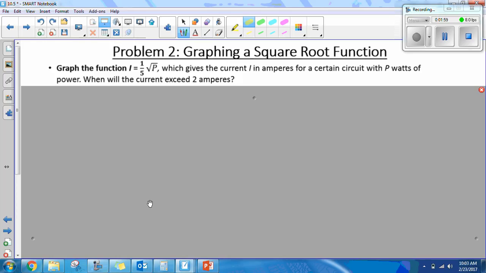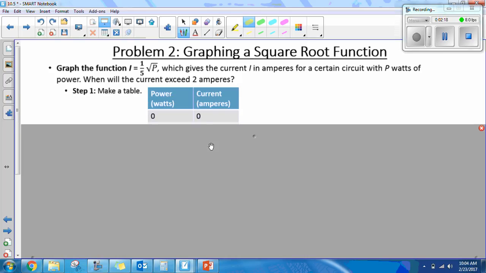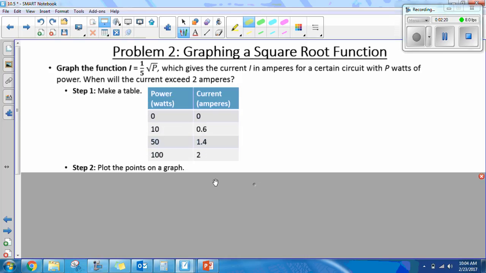Graphing a square root function. Graph the function L equals 1/5 radical P, which gives the current L in amperes for a certain circuit with P watts of power. When will the current exceed 2 amperes? So first you need to make a table. We have power, which is our independent variable, and our current, which will be our dependent variable.